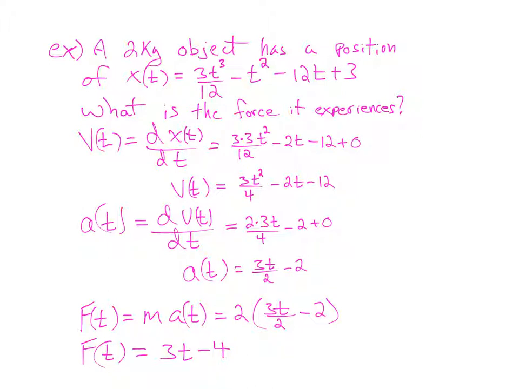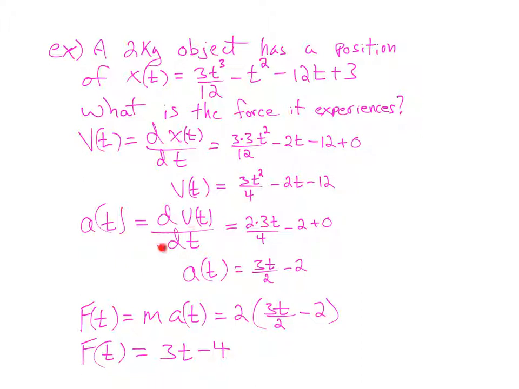So this is what you'll need to show for our next example. I've got the same 2 kilogram object that has a position of the same function we just came up with. So we were working essentially the last problem we did backwards, just to reinforce some of the ideas, make sure we did it right, and to come up with the same force. We'll know we did it right. So what is the force it experiences? Well, we take the time derivative of position, make that exponent 1 smaller, bring it down, then make it 1 smaller. The 3 and the 12 can reduce.